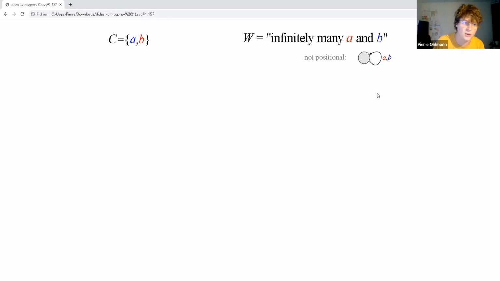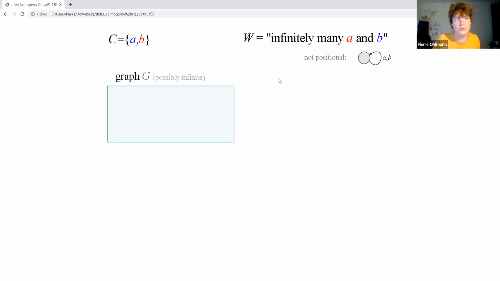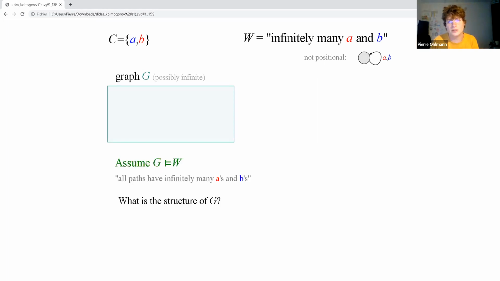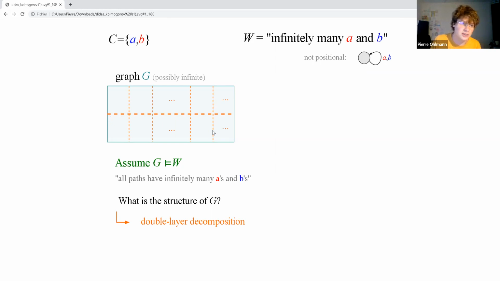Now I want to show how to obtain this memory 2 result with a universal structure. Again, it's the same kind of proof concept. Start with a graph and assume that the graph satisfies the objective, so all the paths have infinitely many A's and infinitely many B's. And then we ask what's the structure. Now we get a kind of double layer decomposition. So you have to think for a while.